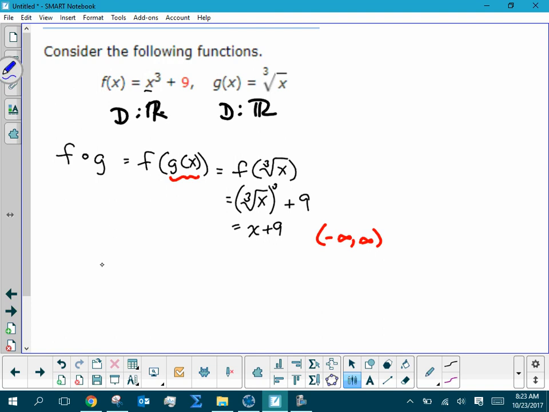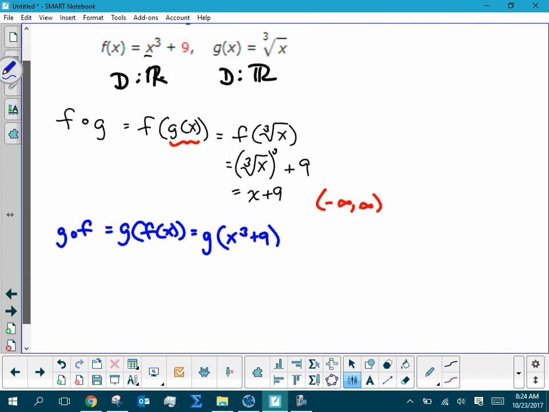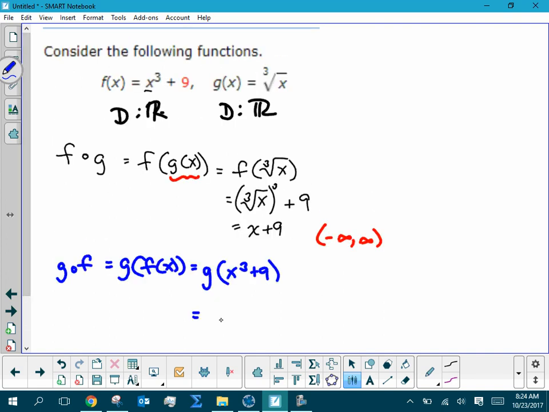Reversing the roles, then we go like g composite f. Okay, remember that means g of f of x. F of x again is x cubed plus 9. Okay. Now I'm going to plug that into g. Okay. Well, when I plug that into g's function, it's going to be the cube root. Okay. Now x becomes x cubed plus 9.